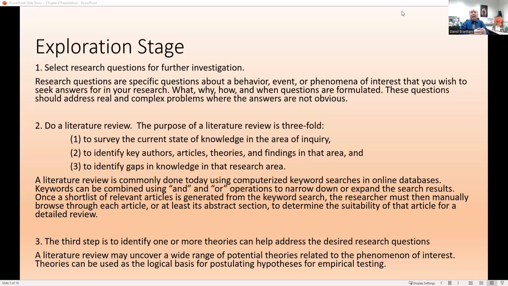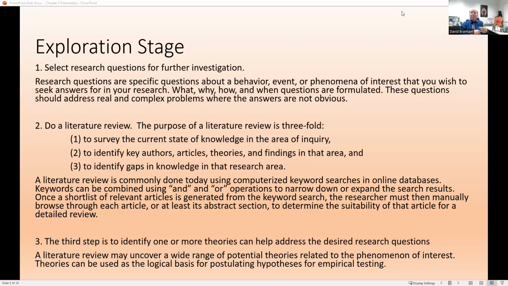and this is where we need to take the next step. It also helps identify key authors, articles, theories, and findings in that area because you don't want to leave anything out. If you're going to be a research expert, you need to know the research on that area. And then you can, from there, identify the gaps in the knowledge in that research area. You say, oh, this is a part of this that really needs to be answered. This has been largely ignored. And those gaps are there, even in research areas that are highly paid attention to.